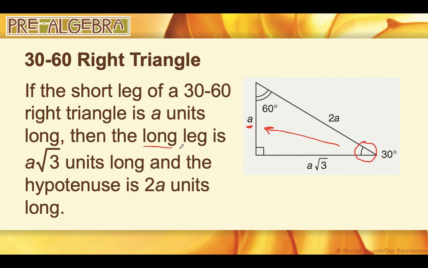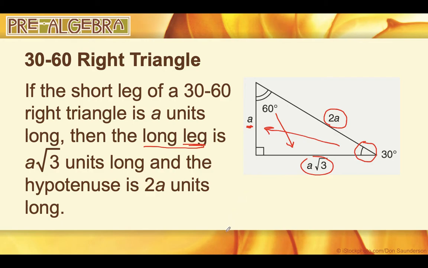Then the long leg, where's the long leg? The long leg is going to be opposite your 60-degree angle. Not talking about your hypotenuse, we're talking about a leg right here. The long leg is going to be whatever the A value was, your short leg, times the square root of 3. What about the hypotenuse? Well, the hypotenuse is going to be 2 times whatever the short leg is.